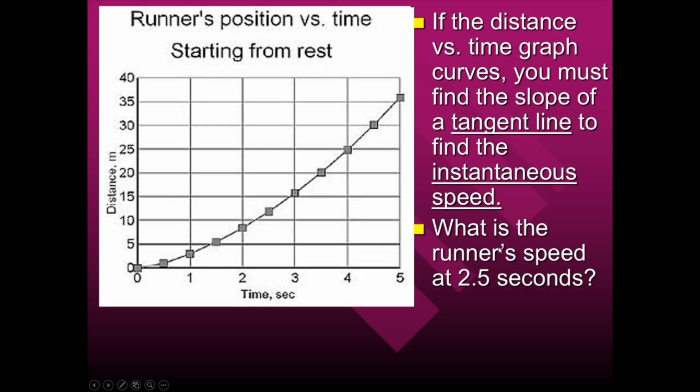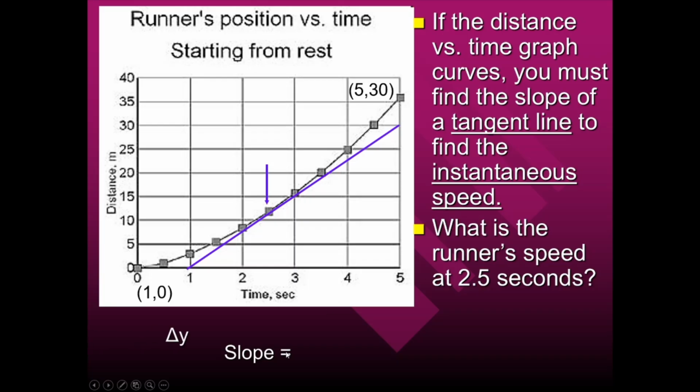So let's do a little problem here. What is the runner's speed at 2.5 seconds? At this specific point, what is the speed? So what we need to do is draw a tangent line according to that point right there. If we draw a tangent line to that point, then we can find the slope of this line. That slope of that line represents the speed. So what I would do is select 2 points. So we're going to select some points right there. So we have 1, 0, and then 5, 30.